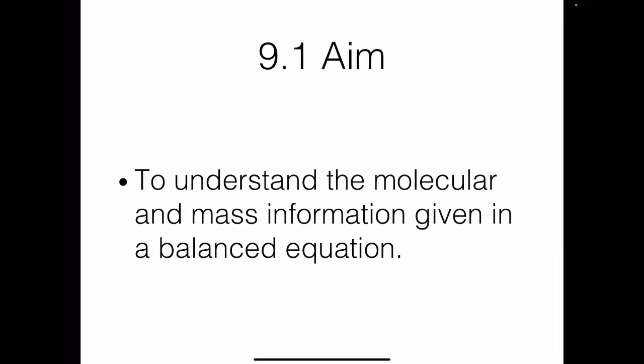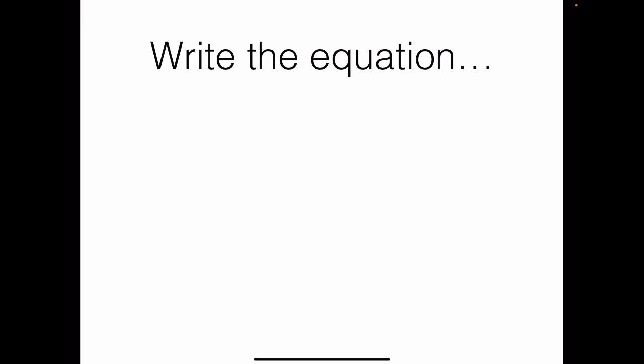In section 9.1, our aim is to understand the molecular and mass information given in a balanced equation. So we've looked at how to diagram a balanced equation before and what all of the different parts mean, but we didn't go into a lot of detail about what those coefficients can actually represent.